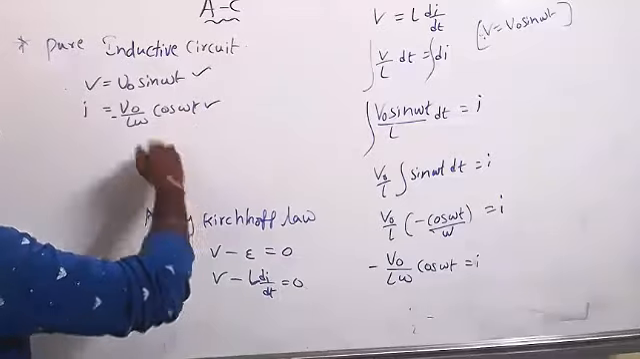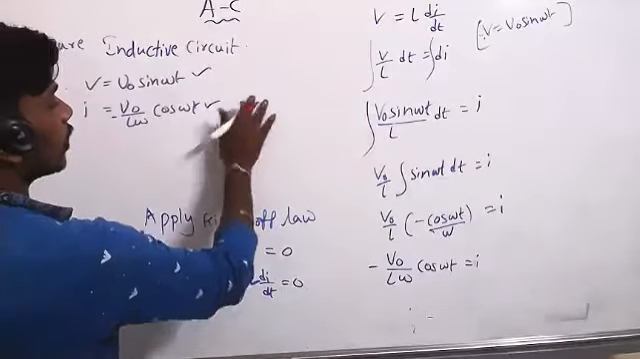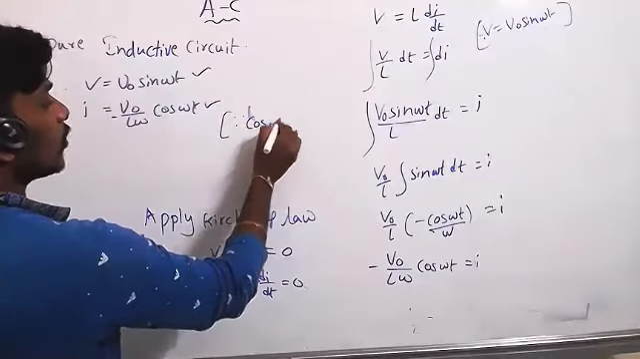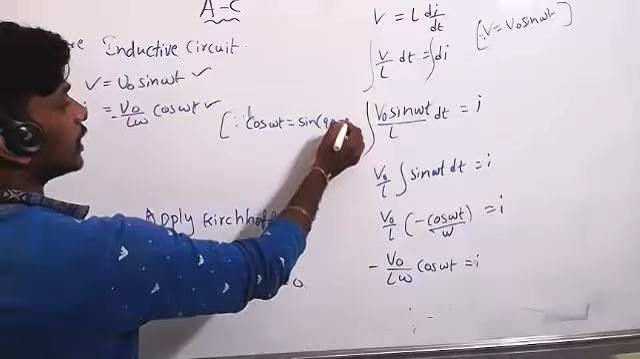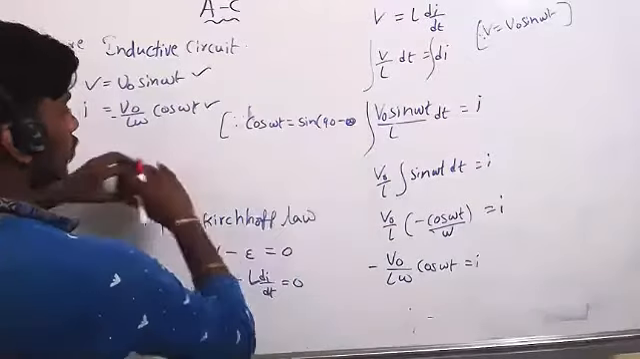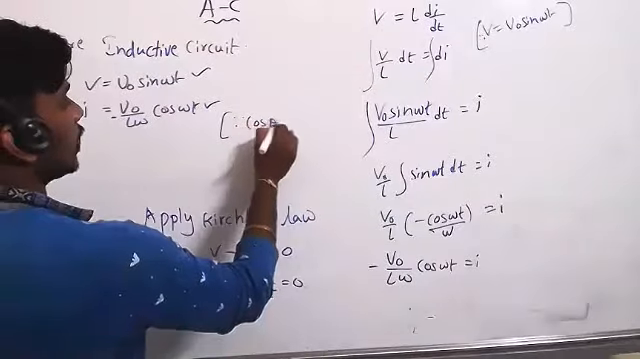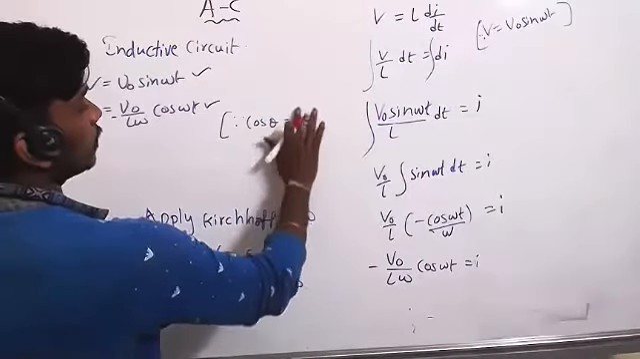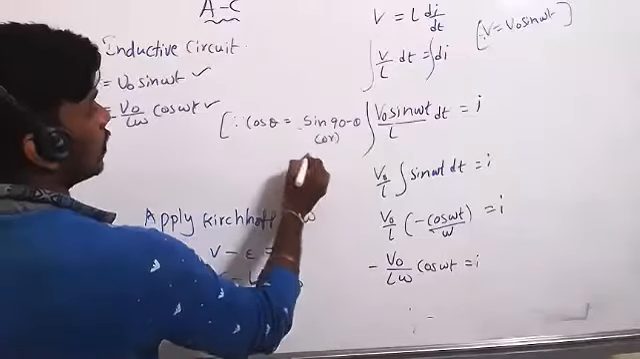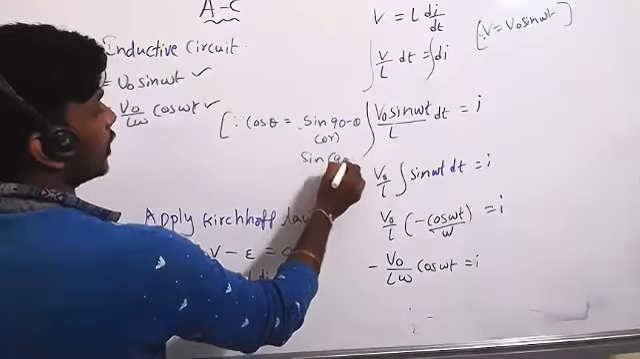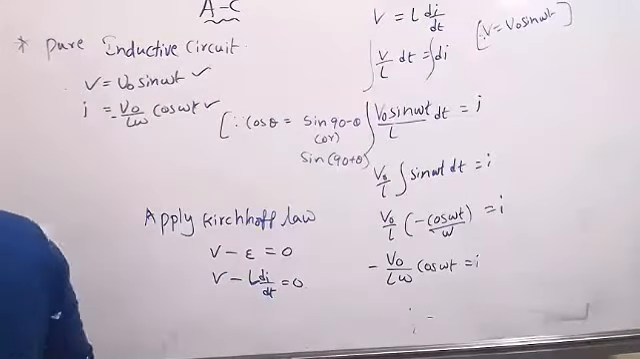So we have to convert this cos function into a sine function. Since cos theta equals sine of 90 minus theta, or sine of 90 plus theta, can we write that? Anyone, we can write, right? Hello?